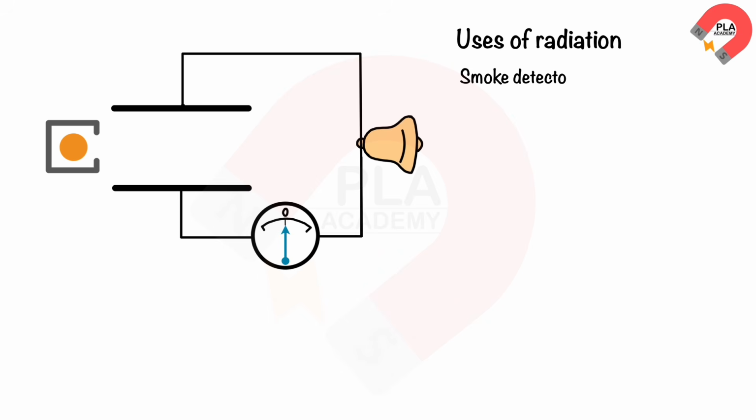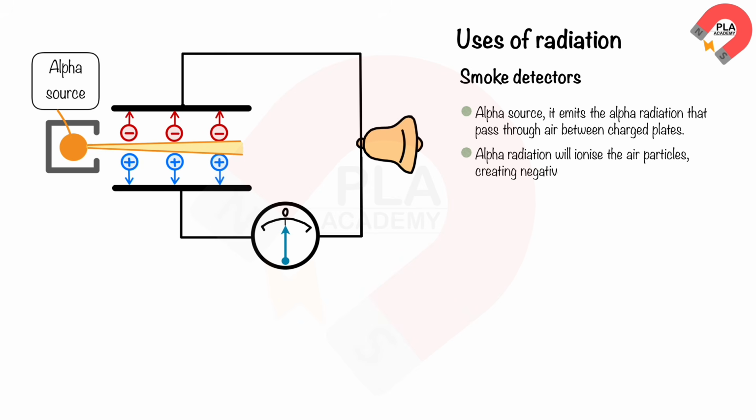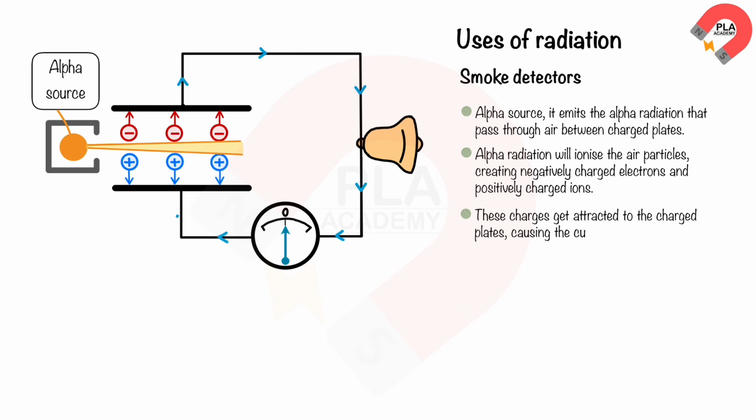Uses of radiation. Smoke detectors. Alpha particles are used in smoke detectors. This is the alpha source. It emits the alpha radiation that passes through air between charged plates. The alpha radiation will ionize the air particles, creating negatively charged electrons and positively charged ions. These charges get attracted to the charged plates, causing the current to flow. The detector senses this current.